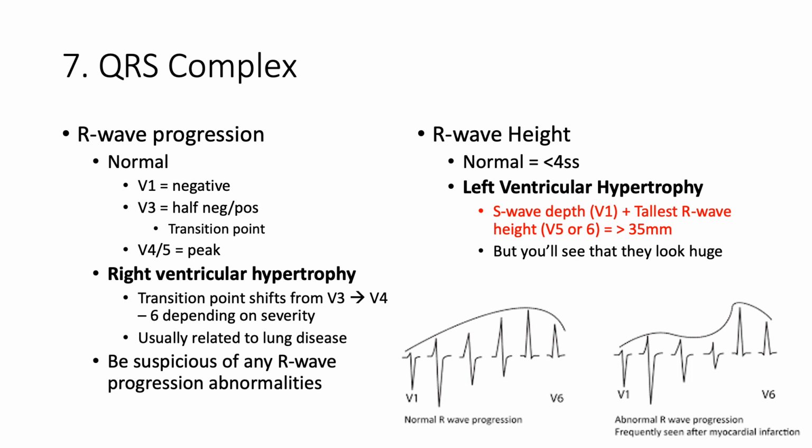One thing that would be important to know is if your R wave is really quite high, and there's technically a mathematical equation to work it out. So working out how deep the S wave is and how tall your biggest R wave is, you look in certain leads, and if that's over 35 millimeters, then it's left ventricular hypertrophy. But if you guys were ever shown one, it would look huge. Like the spikes are just running into each other. It's quite clear, the clear-cut ones.